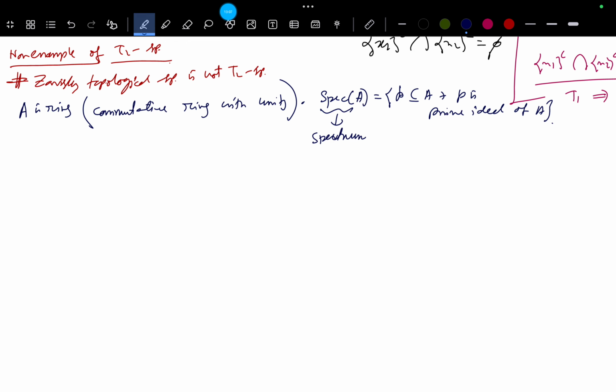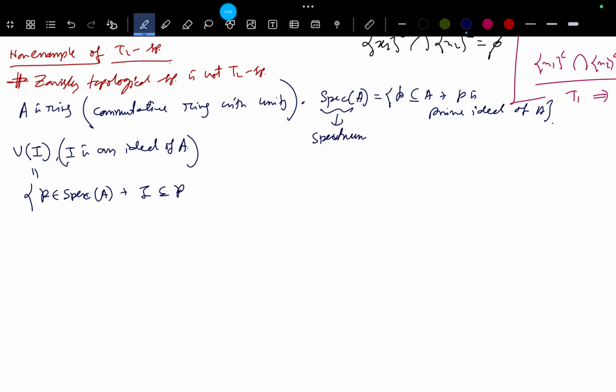Then we define a topology on this via the closed sets. So we define the closed sets of Spec A like this. It is V of I, where I is any ideal of A, and V of I is defined as the set of all P belonging to Spec A such that I is inside P.